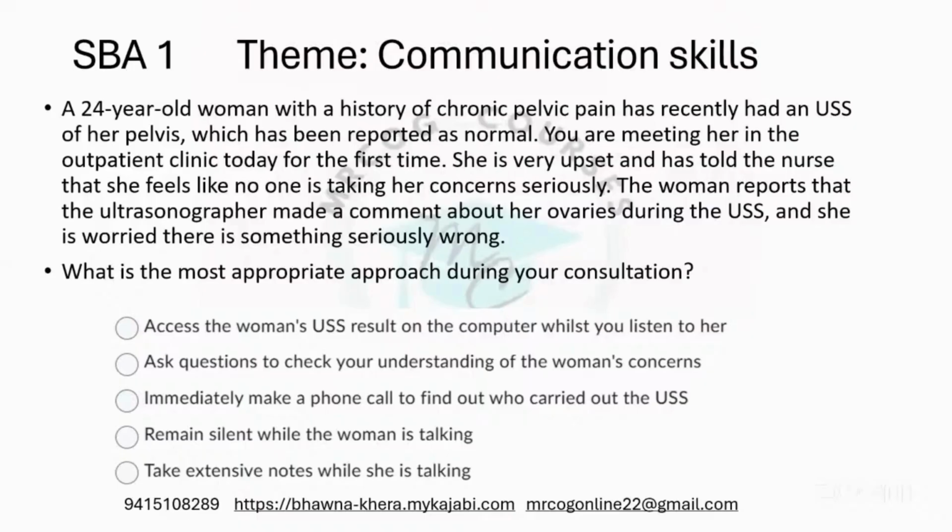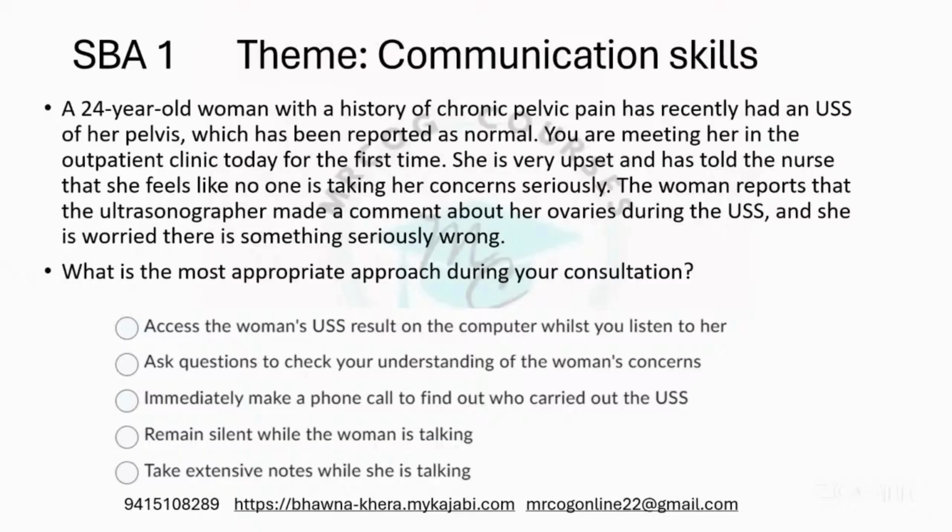A woman has been suffering from chronic pelvic pain, and when she underwent the ultrasound, she was told that nothing is there. So she is largely disappointed because she feels that nobody is taking care properly, and that's why they are missing the diagnosis. But she is also concerned that the ultrasonographer actually mentioned something, that the ovary has something wrong. So, what is the most appropriate approach during your consultation?